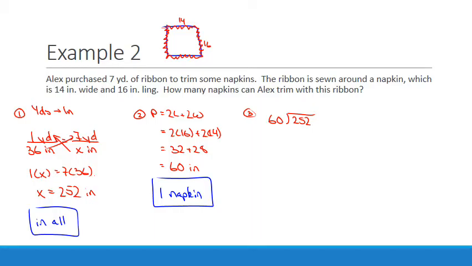And 60 doesn't go into 2, 60 doesn't go into 25, it does go into 252, 4 times, so you get 240. So that's 12, so we have a remainder of 12. So we can complete 4 whole napkins and we'd have 12 inches left over. 4 complete napkins with 12 inches left over. And I should put a little dot there at inches so you don't think it's the word in. All right, so that is how you complete that example.